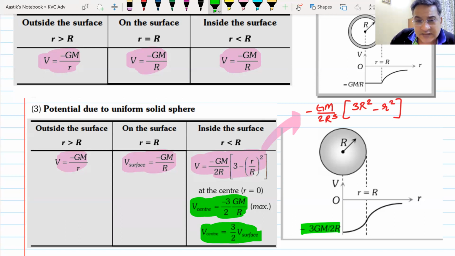Here potential changes because there is a gravitational field. I hope you understand what I'm saying. Yes or no? Yes, sir. Okay, I'll give you 2 minutes to note this down. Also draw the graph. Are you drawing the graph as well? Yes, sir.